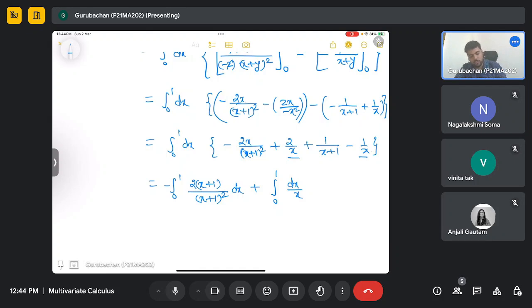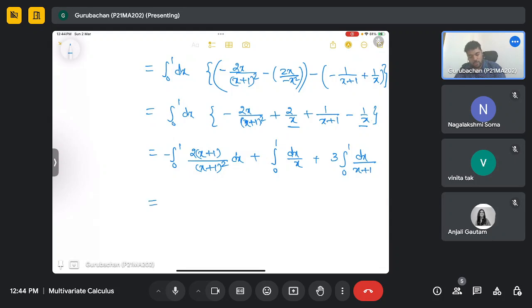Since it is a minus sign, this will be 3 times 0 to 1 dx by (x plus 1), which will give us the value minus 1 by (x plus 1), and one minus sign is outside, 0 to 1. This will be ln mod x from 0 to 1, and this will be 3 times ln mod of (x plus 1) from 0 to 1.